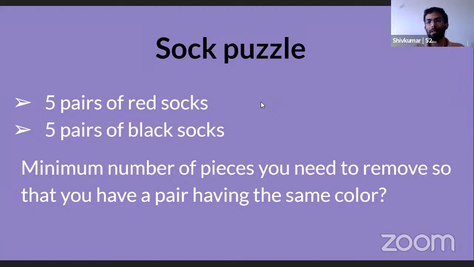Zoom participants, please send your answer in private chat to me, Shivkumar. YouTube participants, you can share the answer in the chat. I repeat the question. You have a cupboard, 10 pieces of red socks and 10 pieces of black socks. Minimum number to be taken out. It's a dark room, so you cannot see the pieces. You just know how many pieces you're taking. That is all you can guarantee. So what is the minimum you need to get a pair having the same color?